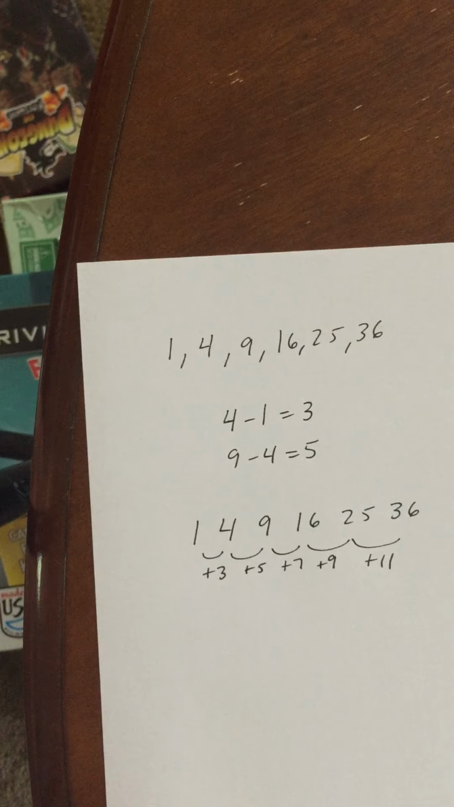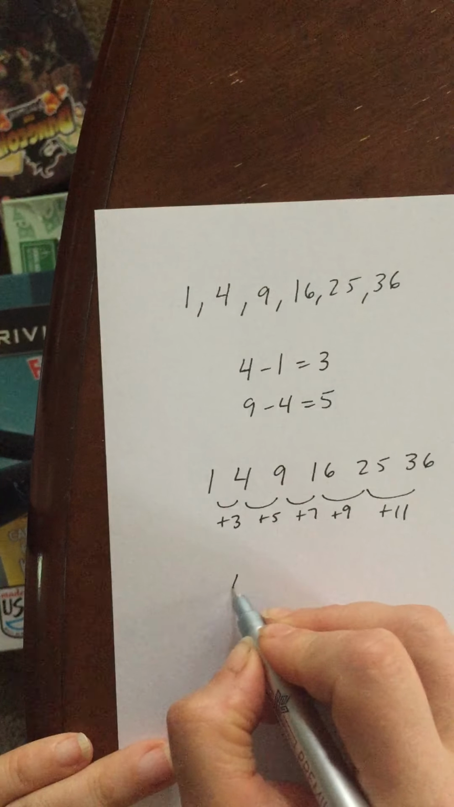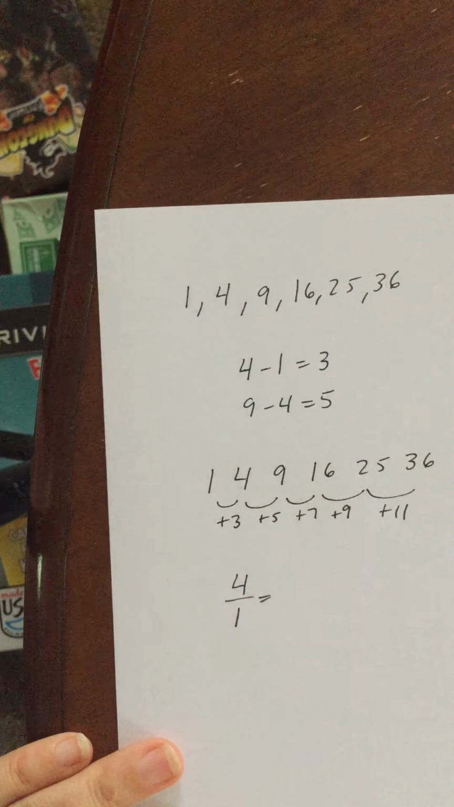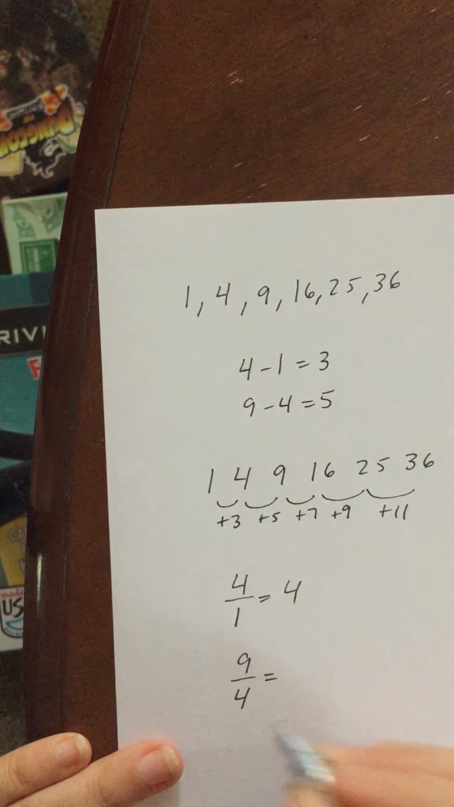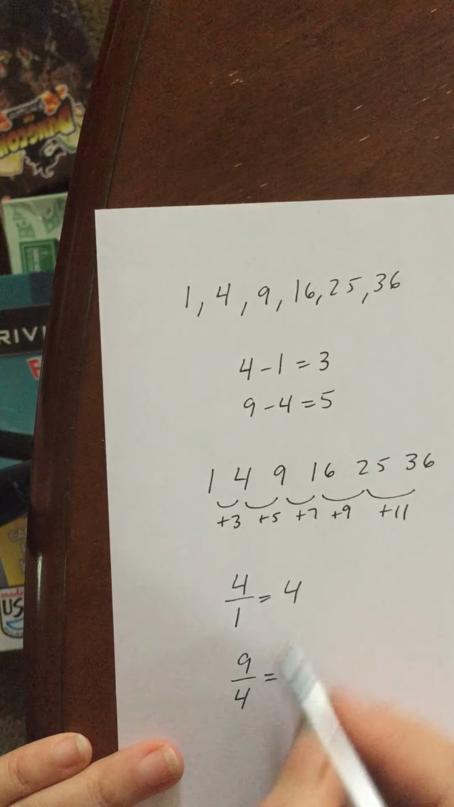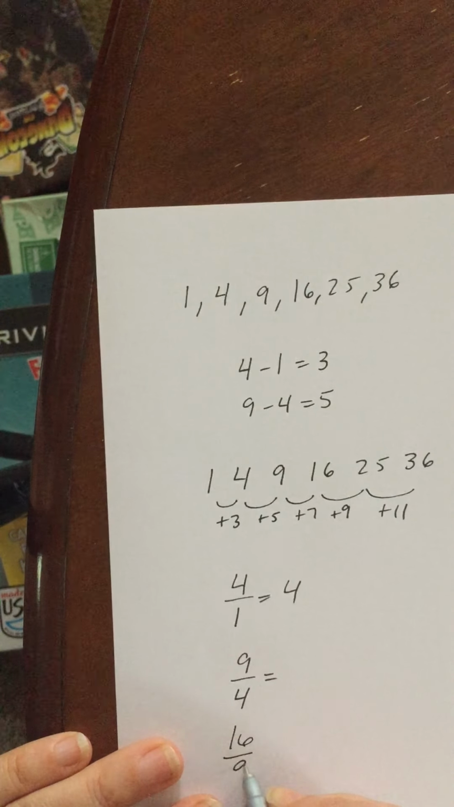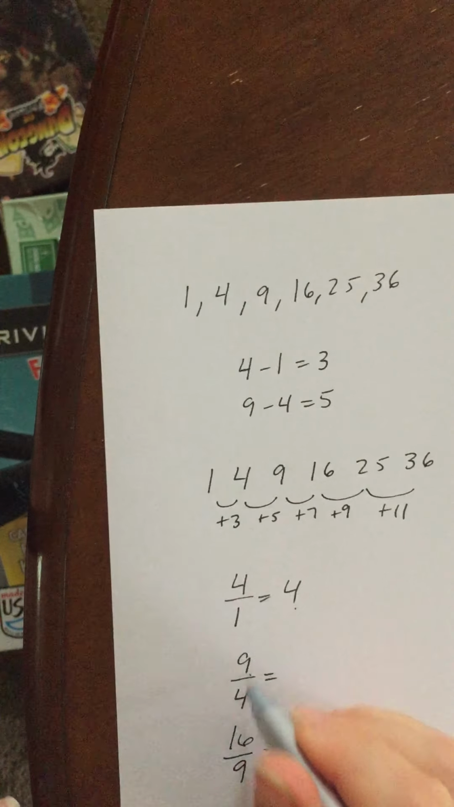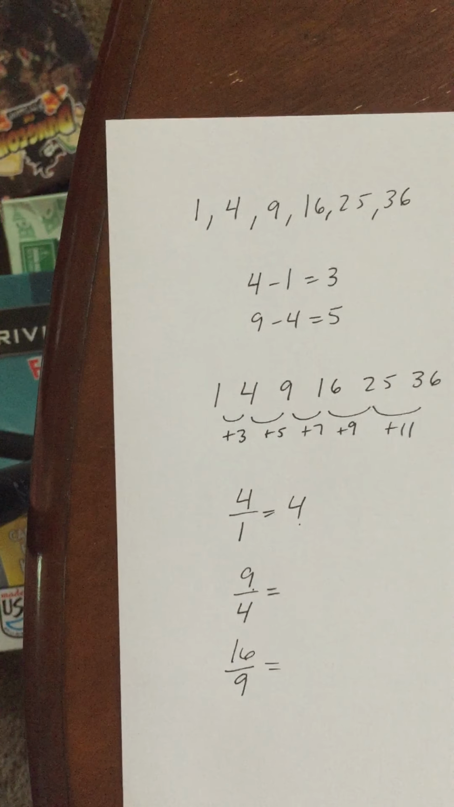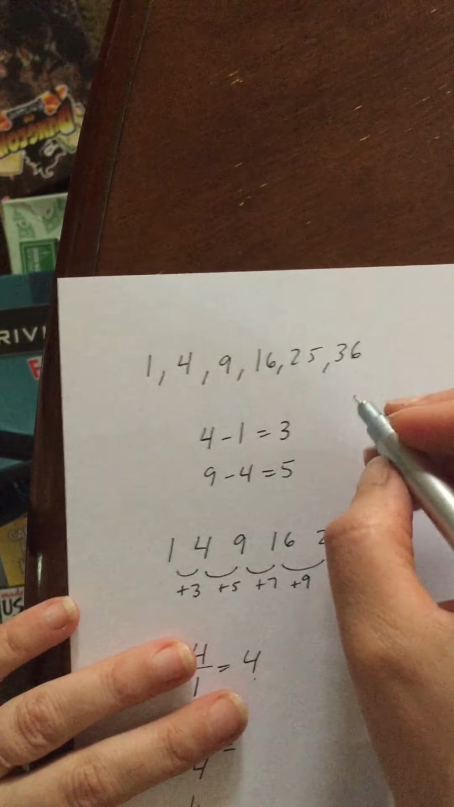Neither does it satisfy a geometric one. To test for that, I could do 4 over 1, that first ratio, which is 4. Then 9/4. Well, 9 over 4 is of course not equal to 4. Neither is the next ratio, 16 over 9, equal to 9/4. So none of those ratios are equal, so it's not geometric either. That's a great example of a neither sequence.